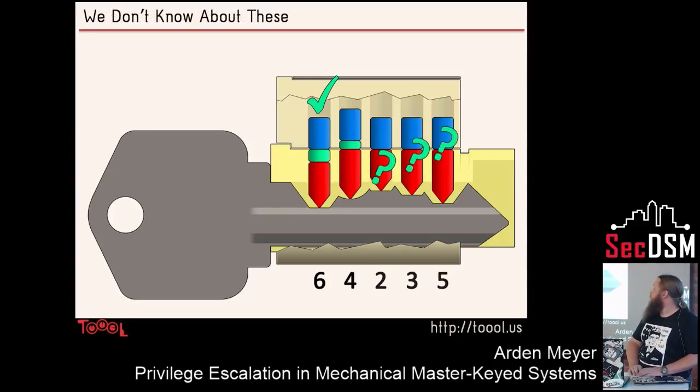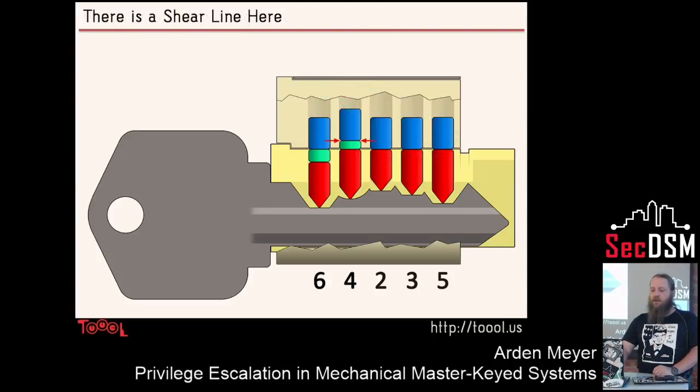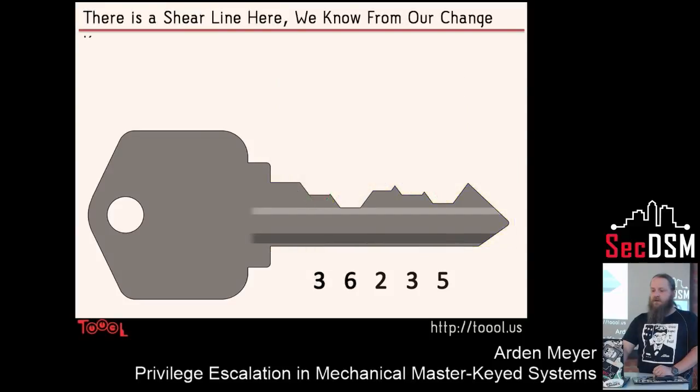We still don't know about these other 3 pins. So we're done here because we've found the master key bitting at 4. We already knew 6 from our change key, and we know, because we don't ever do 1 bitting pins, that there's not going to be anything at 5 and 7. So we knew that one from our change key again.